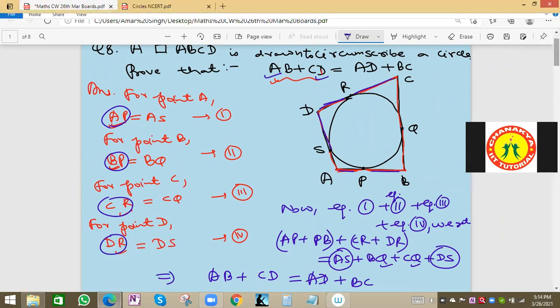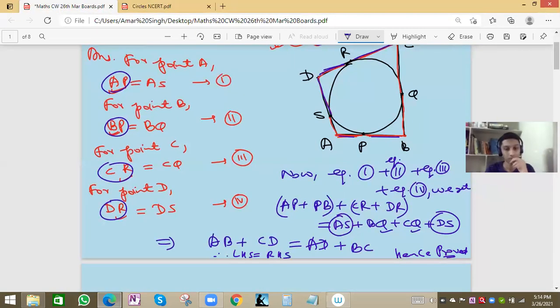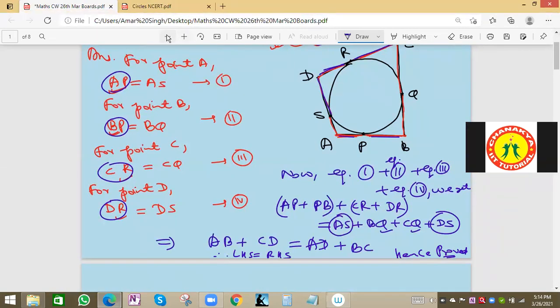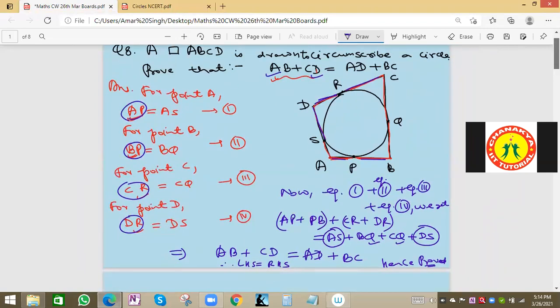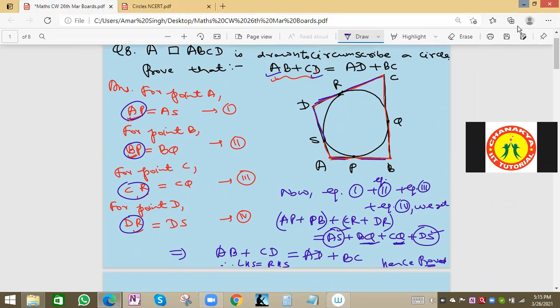Hence proved. Hence proved means, Sir, should I send you the left hand side? We can write sums: left hand side equal to right hand side, because in left hand side we had AB plus CD. AB we get from AP plus PB, and CD from CR plus DR. And here AD we get from AS and DS, and BC from BQ and CQ. Right, got the answer. So this is correct.